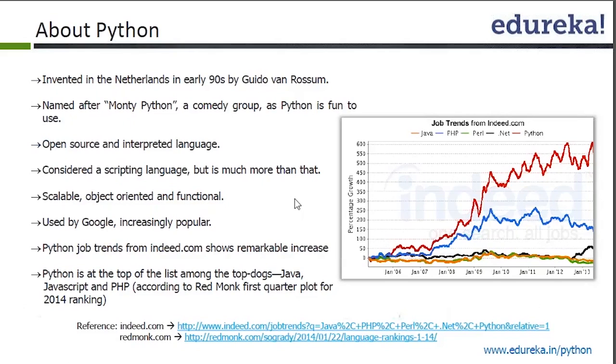About Python: it was invented in the Netherlands in the early 90s by Guido van Rossum, and it's named after Monty Python, a comedy group, as Python is fun to use. So it's not named after the snake, okay? It's actually named after a comedy group, Monty Python. People generally confuse it to be named after the snake, but it's not.